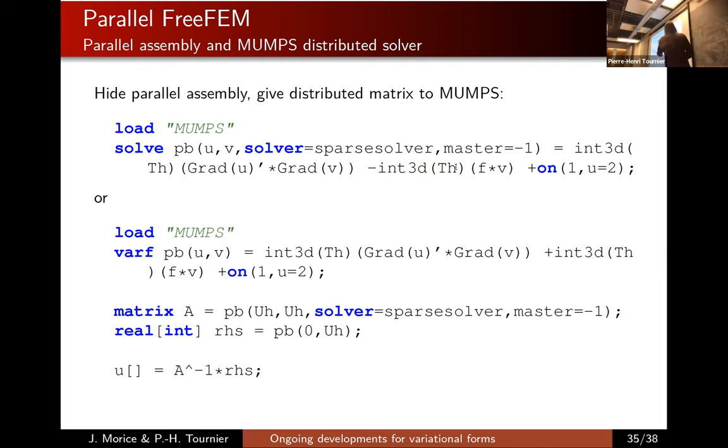And you can do the same with the variational keyword if you prefer the matrix and right-hand side inside the formulation. Basically exactly the same. Once again, use master equal minus one here with load MUMPS. And then behind the scenes, your matrix A will be distributed. The right-hand side will be distributed also. But then, when you solve the linear system, every MPI process will have the full solution U at the end of this instruction. And so you can continue on with your script.